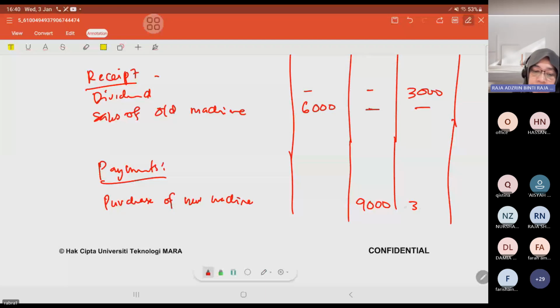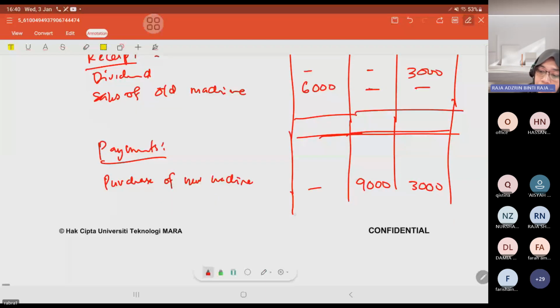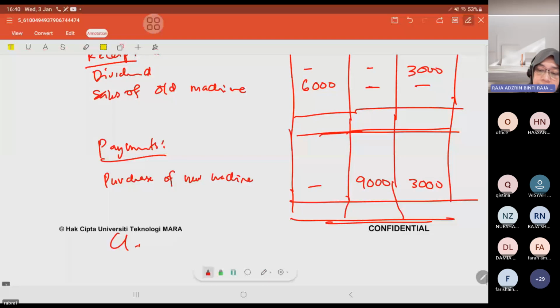Okay, then habis ni dah habis. And then totalkan je lah. Total all your receipt tadi. Total all your payment. Kan? Kemudian sampai you dapat you punya closing balance tadi. Dapat you punya finally, dapat you punya closing ataupun ending balance, ending cash balance. That's how you prepare. Boleh faham?